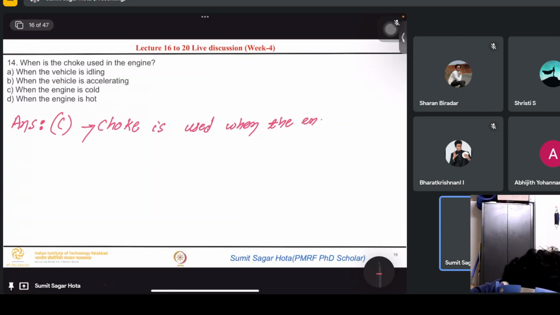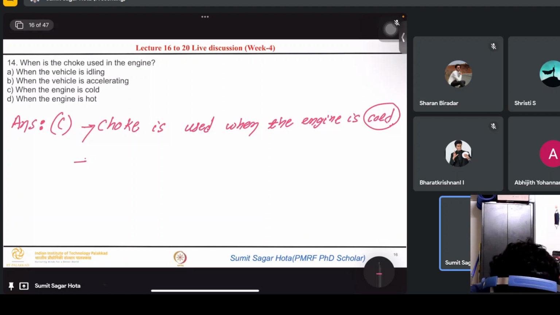But if you have some very good room heater kind of thing, so that you can maintain the temperature, and your bike is also inside, and when you wake up in the morning you immediately take it out and start, then obviously this problem is not there. Choke is not required. So it depends on the ambient temperature.